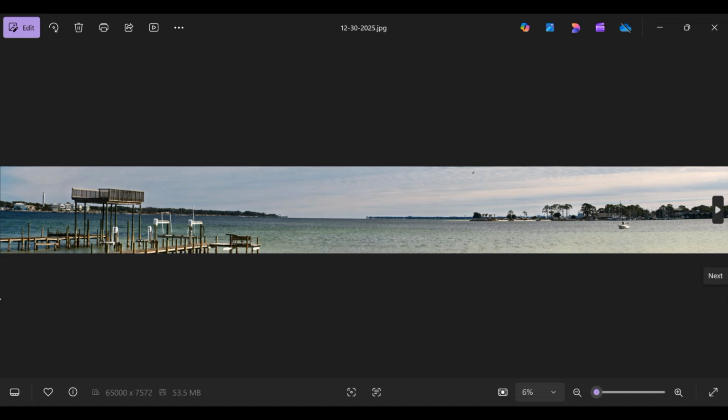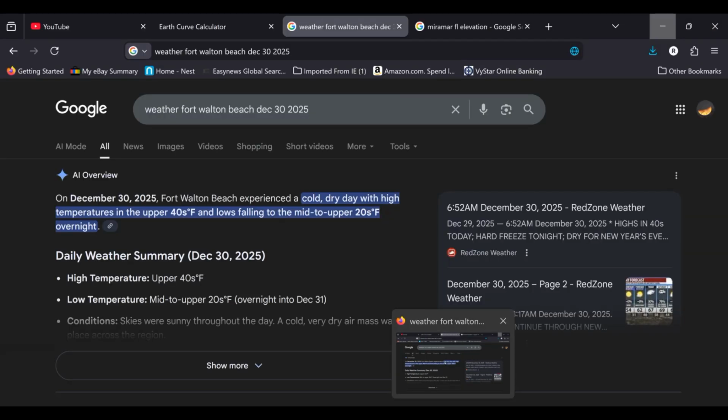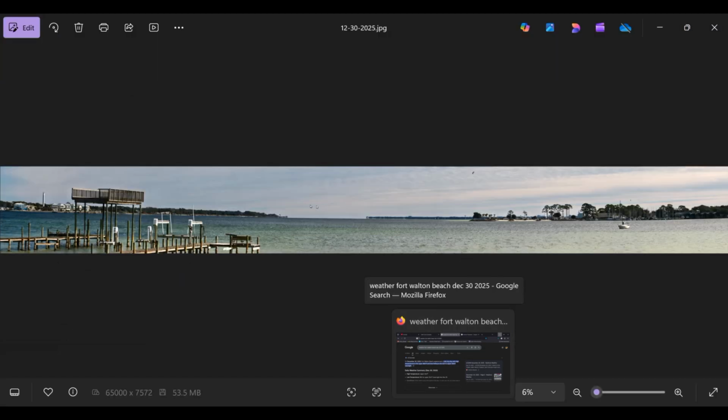All right, this video is going to be about the temperature inversion. Went back out to my favorite spot to film from out here on the Chattahoochee Bay. I took a couple of panoramas. Took one on December 30th, which is a couple days ago. The air temperature that day was in the 40s. The water temperature was in the 60s.